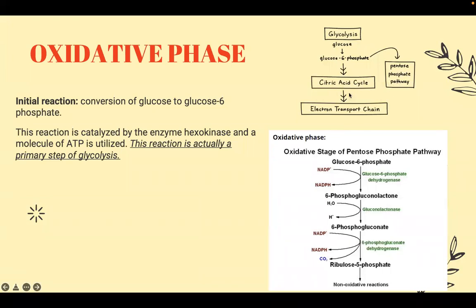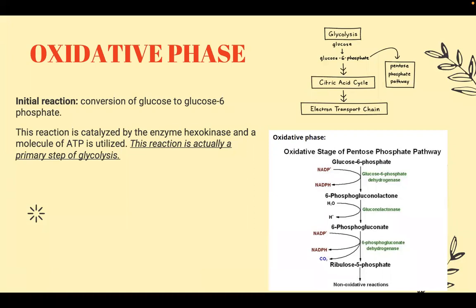Si citric acid cycle and then yung mga electron transport chain na yan, later on na po yan. But ang main focus natin dito is from the glycolysis, the breaking down of your glucose, it will be converted to glucose 6-phosphate and then doon napapasok si pentose phosphate pathway. Sunod na si oxidative and non-oxidative phase.